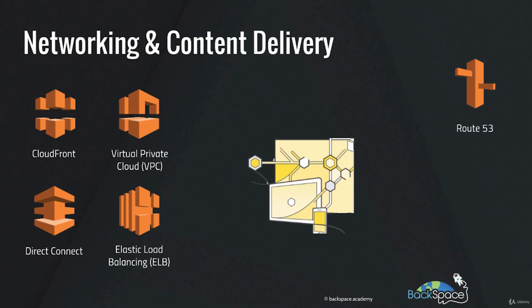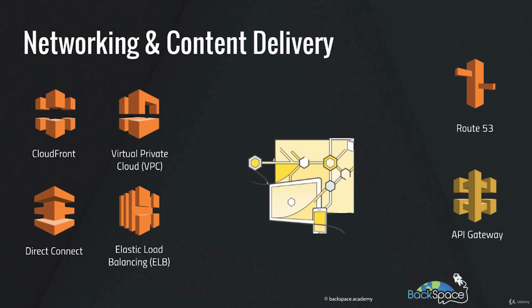Amazon Route 53 is a highly available and scalable domain name system, or DNS for short, and it can direct traffic for your domain name and direct that traffic to your back-end web server.